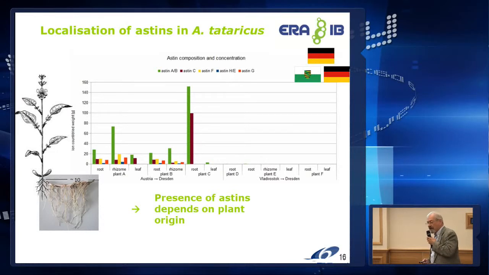Now the question is, where are these astins in the plant? There are plants which produce astins, and there are plants which obviously do not produce astins. We've got an aster from Austria, which produces, and we got an aster from Russia, which is grown in the botanical garden in Dresden, which does not produce the compounds. And you can find them everywhere in the plant. They amount to little, but they are there in the plant, and the question is now, where do they really come from?